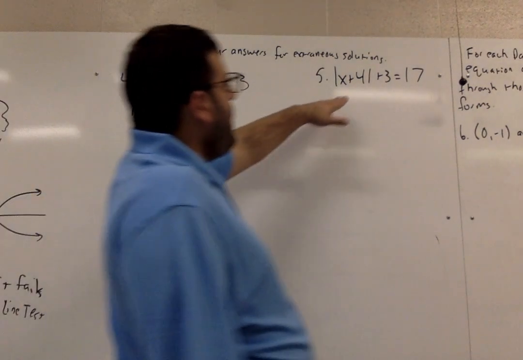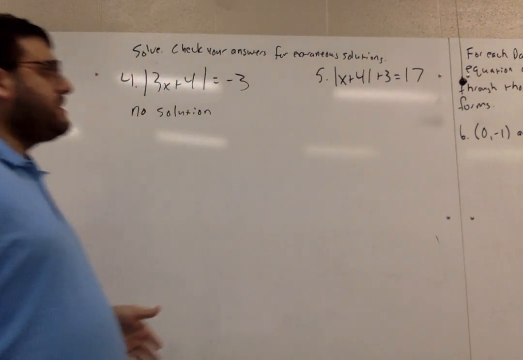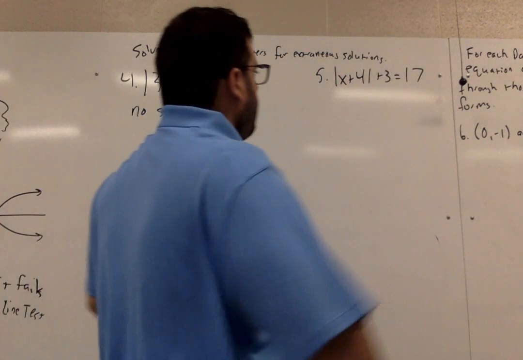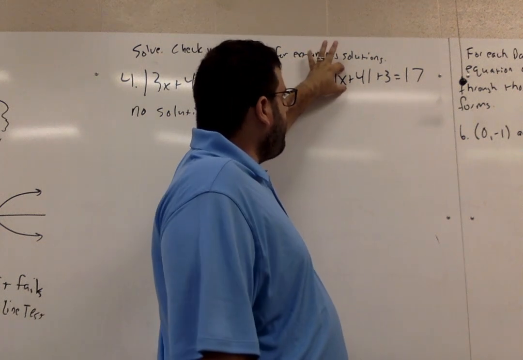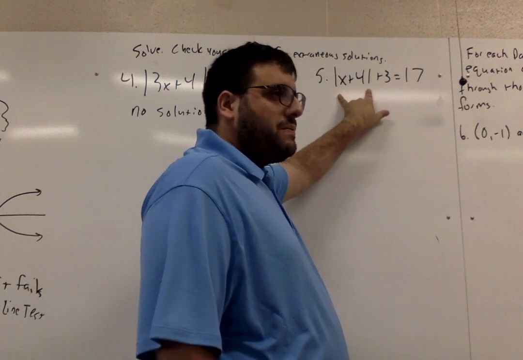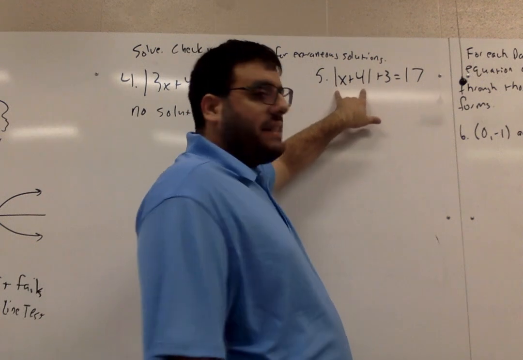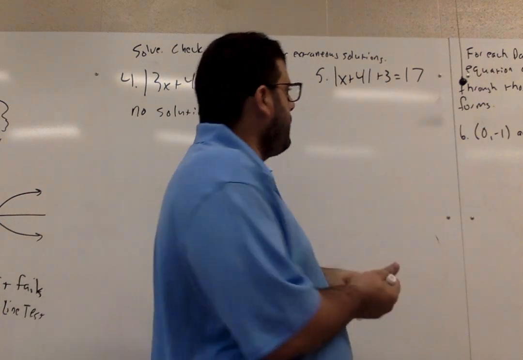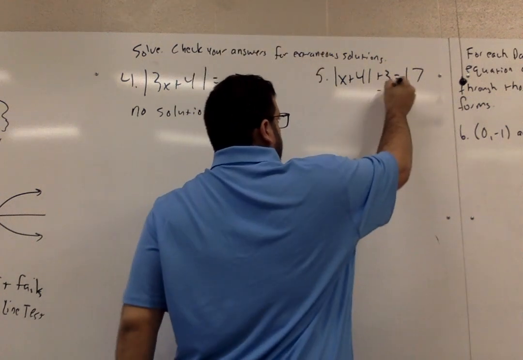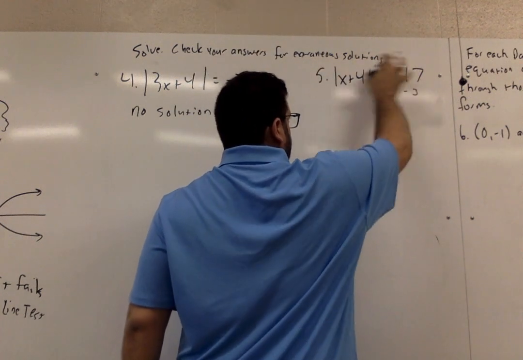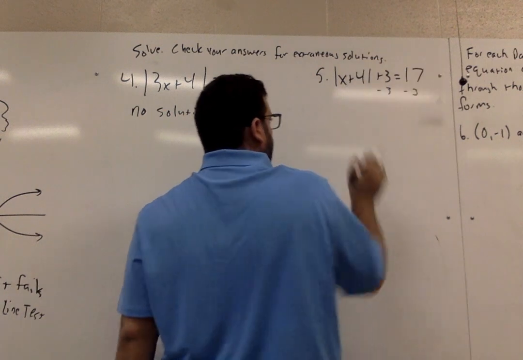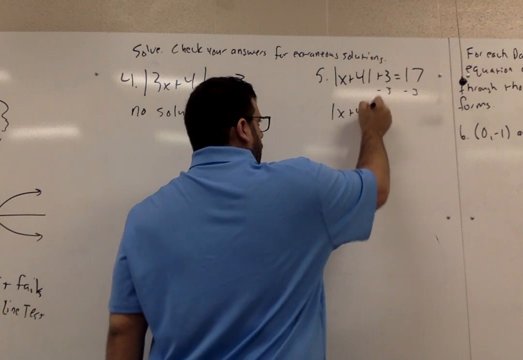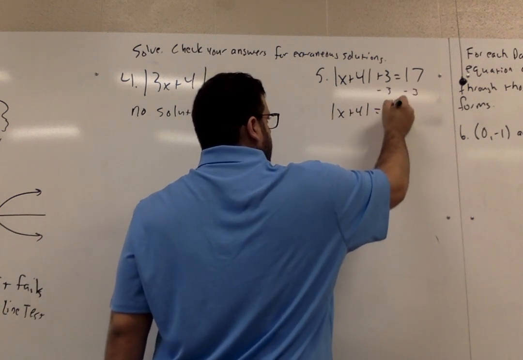Let's look at this one. The absolute value of x plus 4, plus 3 equals 17. Okay, if I'm trying to isolate the variable, and the variable's inside the absolute value, then I have to isolate the absolute value first, which means I'm moving this over right here. So I'm going to subtract 3 on both sides. I'm not going to change the original because I'm going to use it later when I check my work. So I get the absolute value of x plus 4 equals 17 minus 3, which is 14.